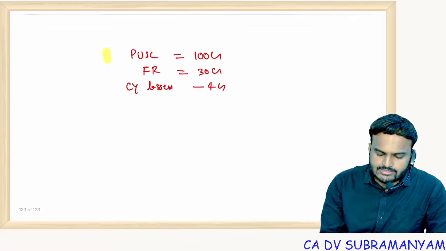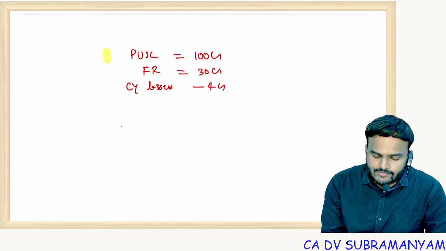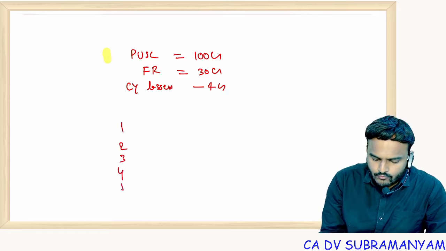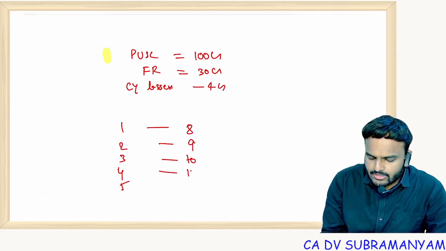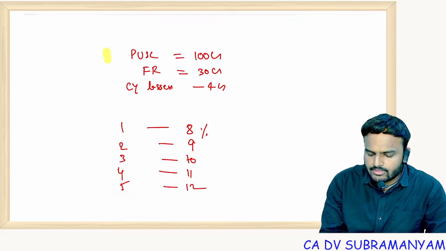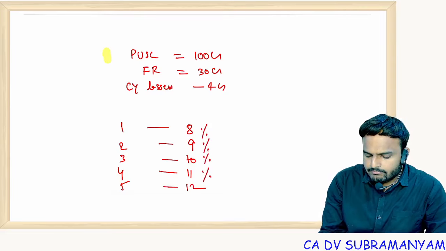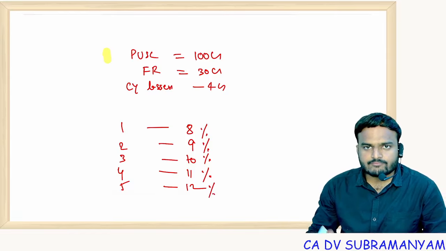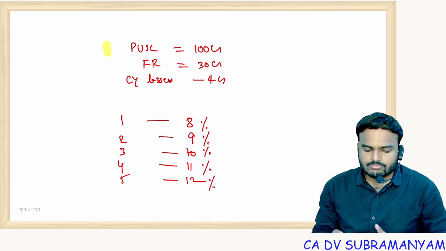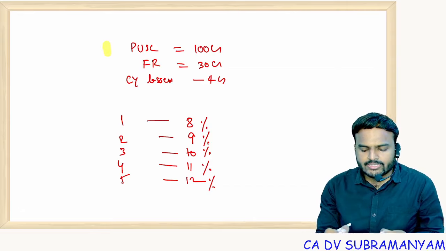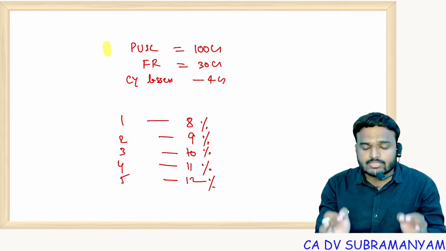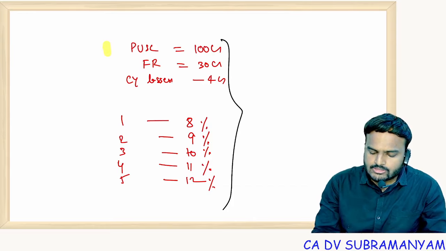Next, latest 5 years dividend rates. Latest 5 years 1, 2, 3, 4, 5: 8%, 9%, 10%, 11%, 12%. These are the rates of dividends the company declared over the past 5 years. Now you tell me, for the current financial year, to what extent the company can pay dividends out of the reserves. For this, 4 conditions you have to remember.